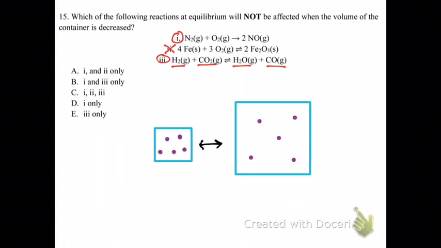So 1 and 3 will be the ones that are unaffected by changing the volume. And this says will be unaffected when the container is decreased, but the same question, it would be the same question if it said which one will be unaffected if the volume of the container is increased.